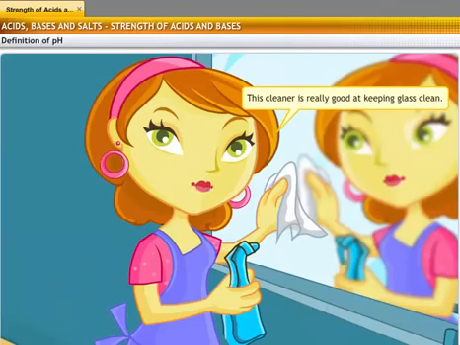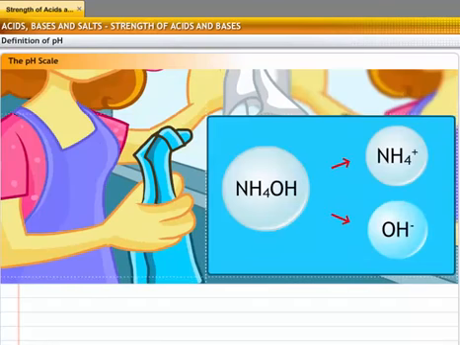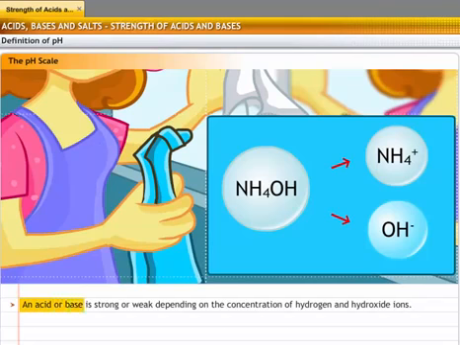This cleaner is really good at keeping glass clean. Household cleaners contain ammonium hydroxide, which is a weak base. An acid or base is considered strong or weak, depending on the concentration of hydrogen and hydroxide ions within it.